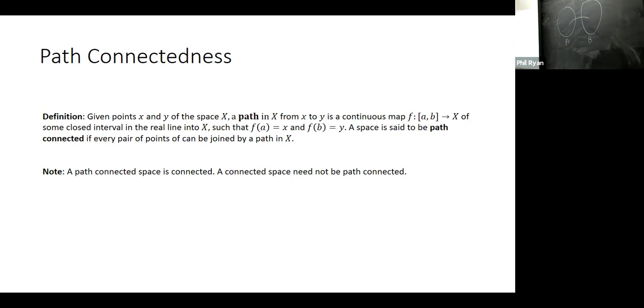violated. Right, because the separation of the space would give us a separation of the path, but paths have to be connected because they're paths. They're the image of a connected set. So yeah, it's easy to do, but the fact that a connected space need not be path connected, we'll have a look at a couple of examples of that in a little bit.